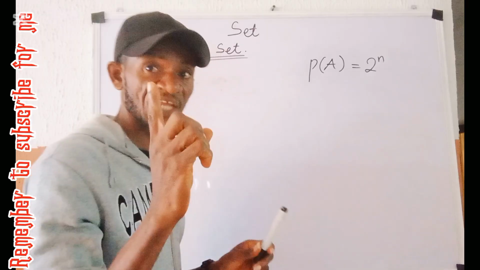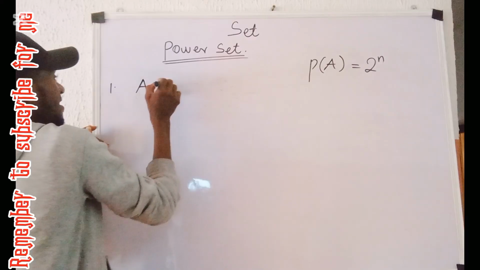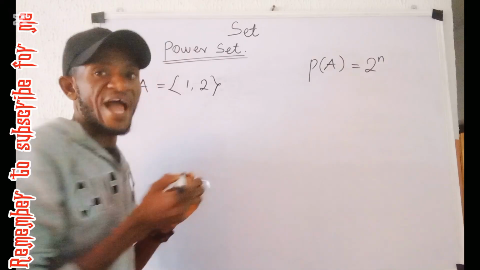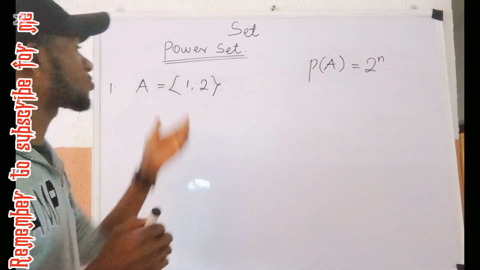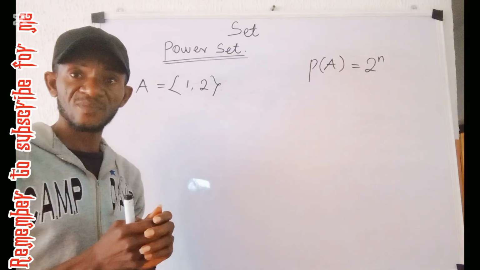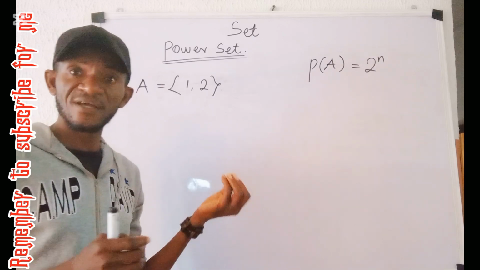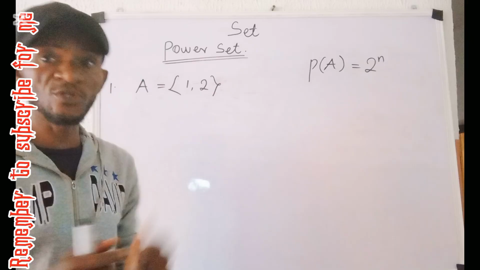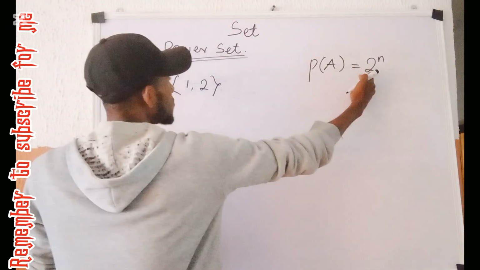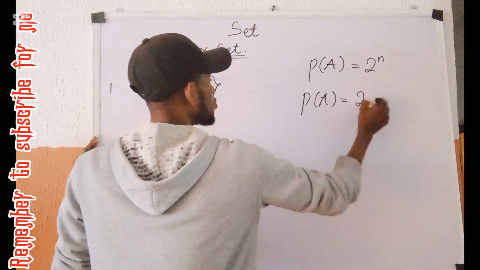For instance, the first illustration we have here is number 1. We have a set A, and that set A is defined by 1 and 2. And the question of interest is that we should determine the power set of A and enumerate them. First of all, we determine the possible number of subsets of A, and then we enumerate them. What we are going to do is this. We know that for us to determine the power set, we are going to use this formula that says the power set of A is given as 2 raised to power N.